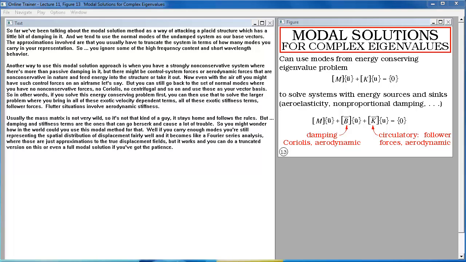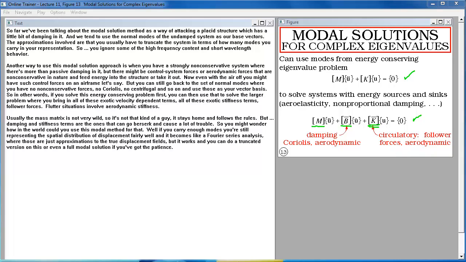So in other words, if you solve this energy conserving problem first, you can then use that to solve the larger problem where you bring in all of these exotic velocity dependent terms, all of these exotic stiffness terms. Follower forces, flutter situations involve aerodynamic stiffness. Usually the mass matrix is not very wild, so it's not that kind of a guy. It stays home and follows the rules. But damping and stiffness terms are the ones that can go berserk and cause a lot of trouble.